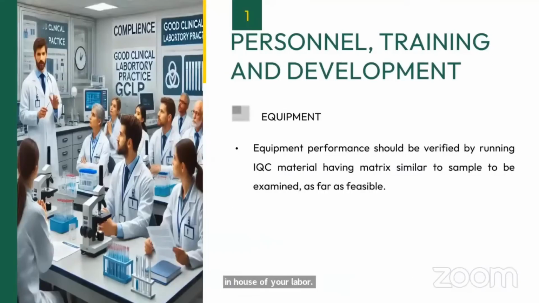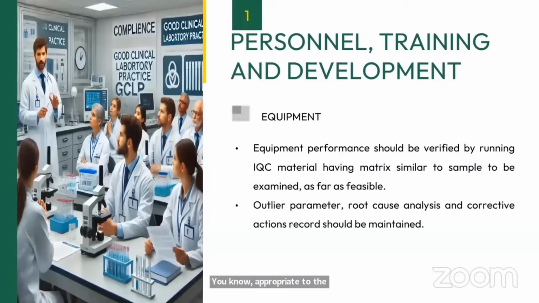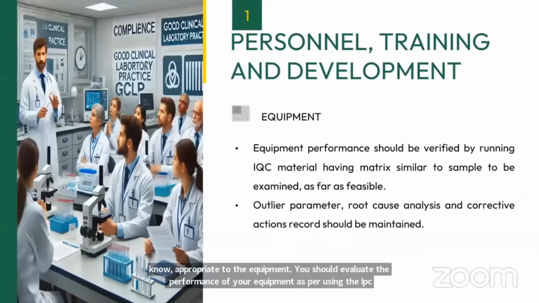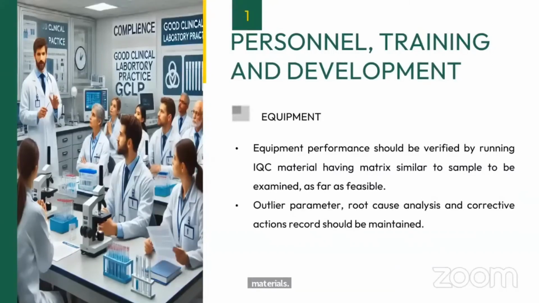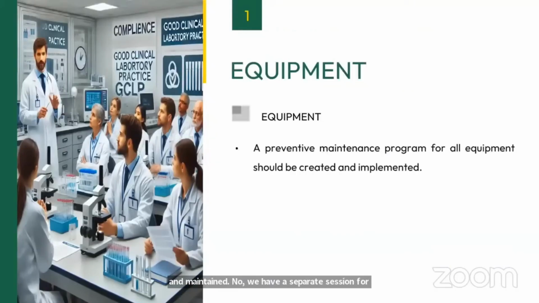Equipment performance should be verified by running IQC material having a similar matrix to the sample. So you should always use appropriate IQC material which is similar to the patient sample so that it will react in an appropriate manner to the equipment. You should evaluate the performance of your equipment using the IQC materials. Outlier parameters, root cause analysis, and corrective action should be recorded and maintained. Now we have a separate session for IQC analysis and corrective action, so we'll take it up in more detail there.